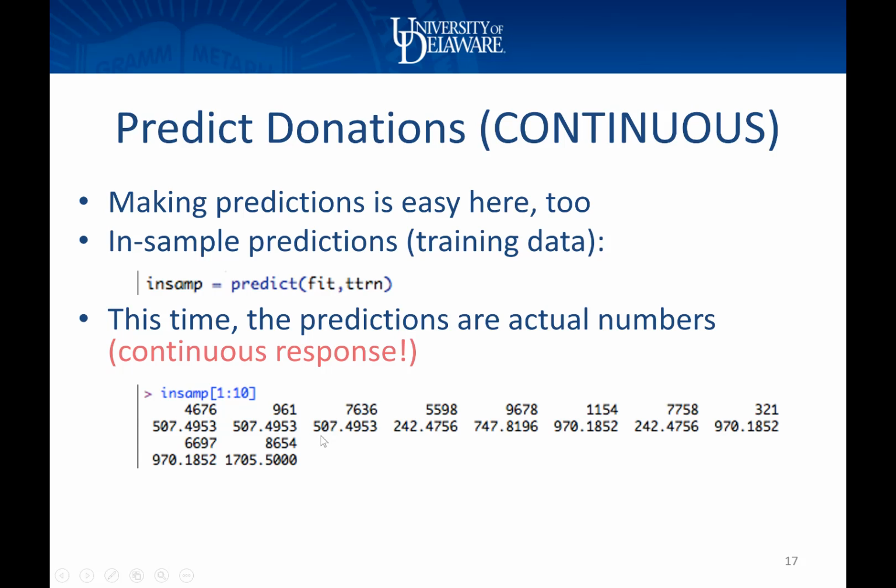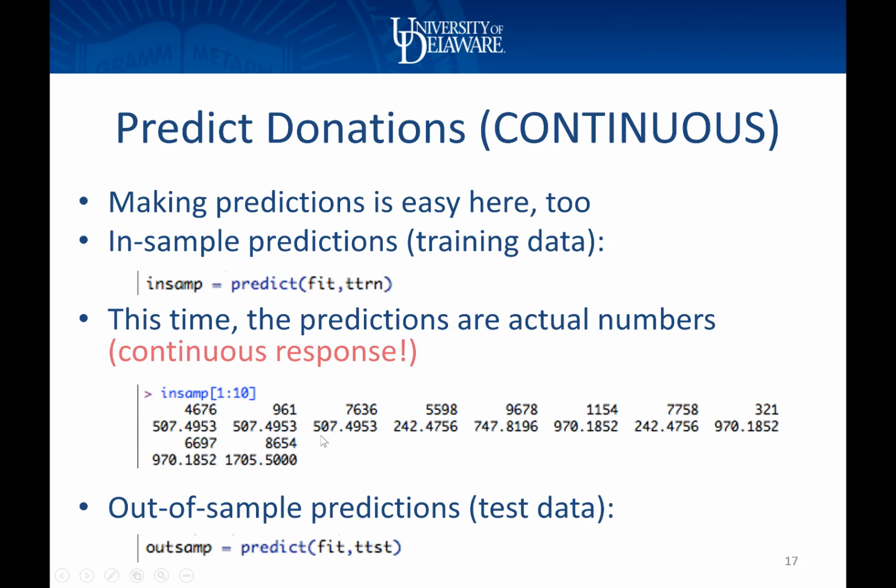It's probably not going to have the same actual outcome, but the predictions are the same. The out-of-sample predictions can be made in a similar way with the test data instead of the training data. Now remember, when we predict continuous outcomes, we actually have continuous outcomes that we can compare. So if we make a prediction of $507.50, but someone donates $350, well then we were off by $157.50. So we can measure our errors in a continuous way, just like linear regression, where we would construct a histogram and take the average error.